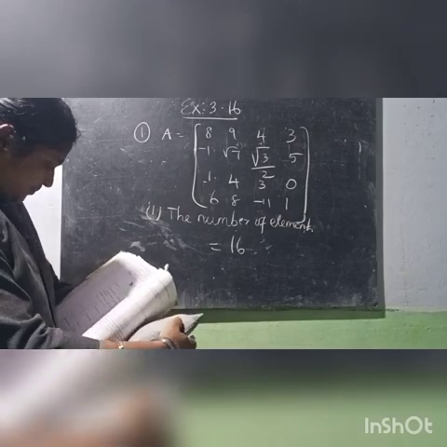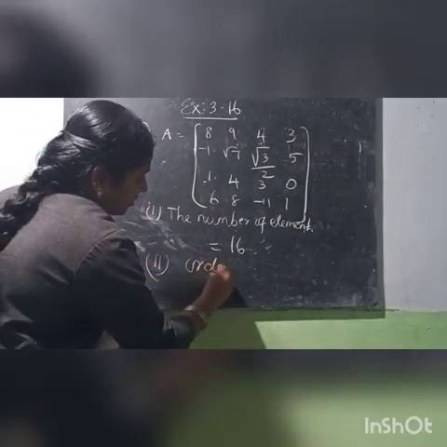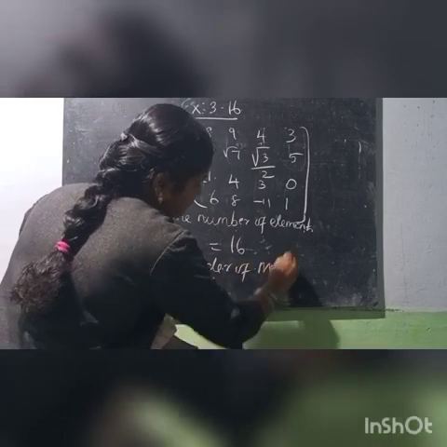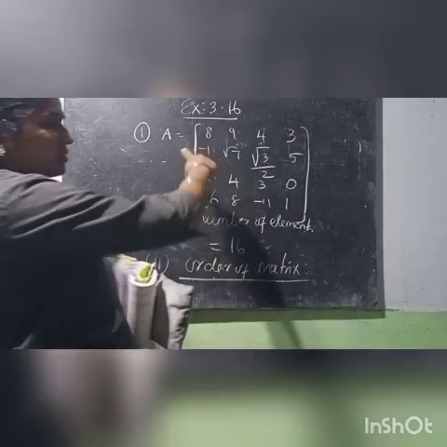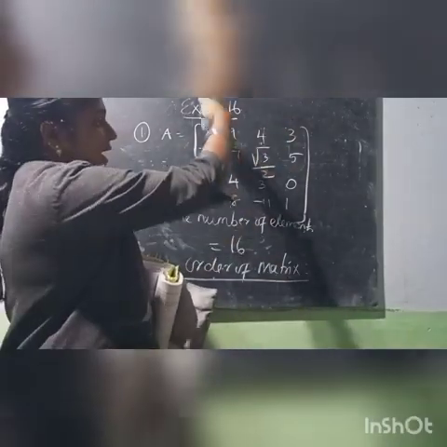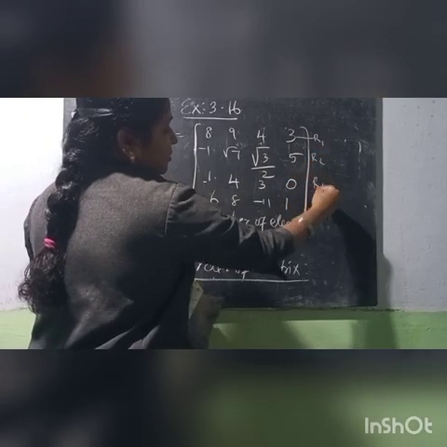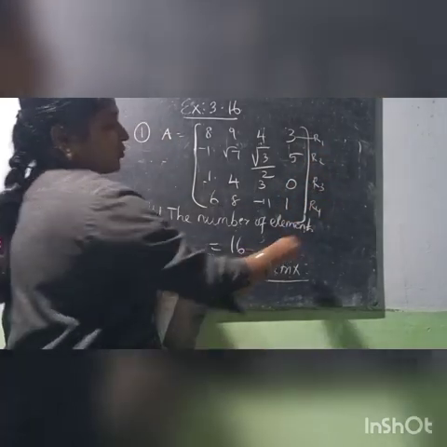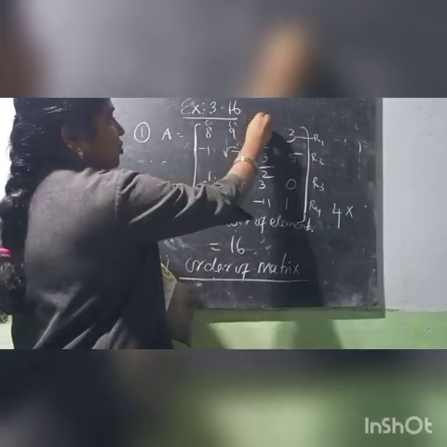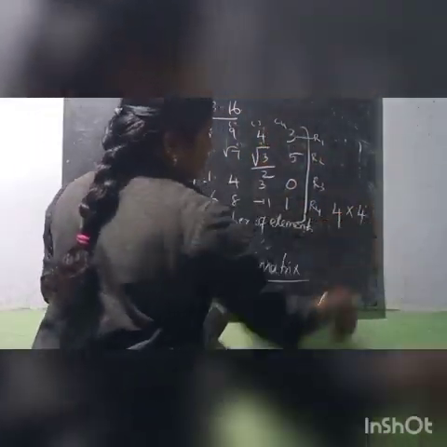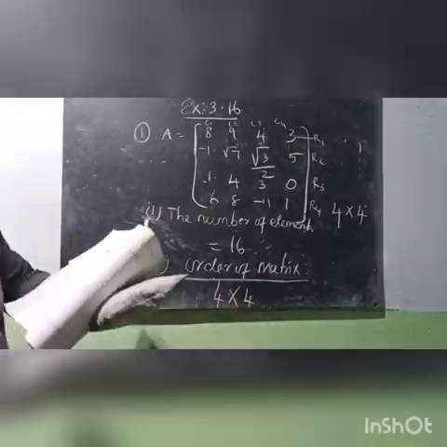Then second question, the order of the matrix. Order of a matrix means first we should write the number of rows and number of columns. First row, second row, third row, fourth row. So four rows. This is column 1, column 2, column 3, column 4. So 4 columns. So the order of the matrix is 4 cross 4.